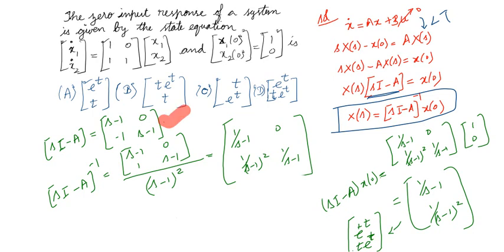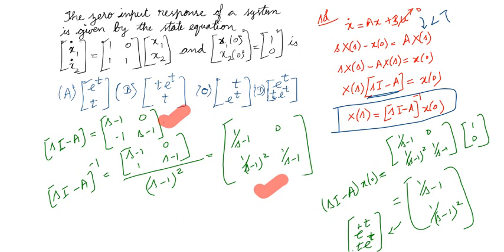So what do I do? I exchange the primary diagonal elements and change the sign of the secondary diagonal. Then I divide everything by the determinant. So I got sI minus A inverse. Now I have to multiply it with x of 0. What is x of 0? The initial condition, clearly given as 1 and 0. You multiply first row into first column, second row into first column, and you get these values.